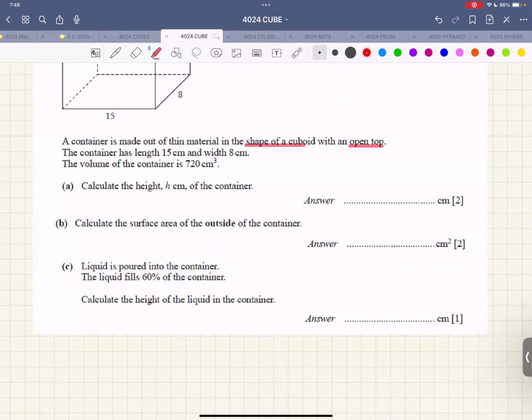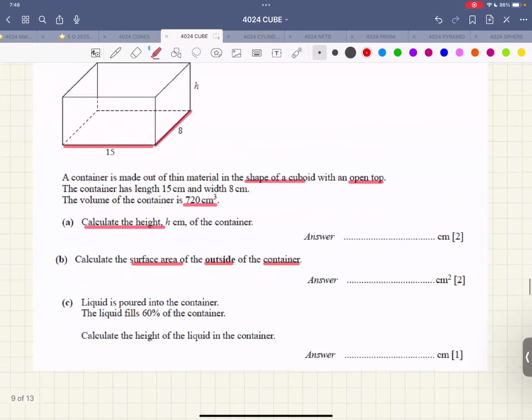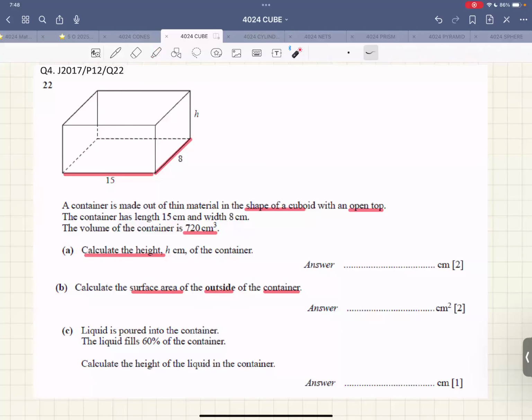The container has a length of 15 centimeter. That's right over here. And a width of 8 centimeter. The volume of the container is 720. Calculate the height h of the container. Pretty basic. Calculate the surface area of the outside of the container. Good question. Now, first of all, let's talk about this. When we talk about the outside, that means only one side of the wall is taken into consideration. So 15 into h, and over here 15 into h, over here 8 into h, over here 8 into h. And what about the base area? What about the floor? That is 15 into 8.